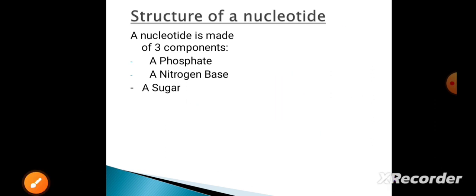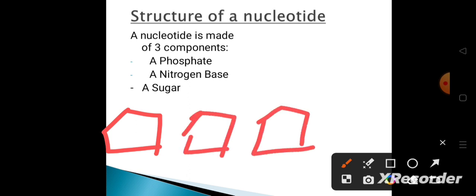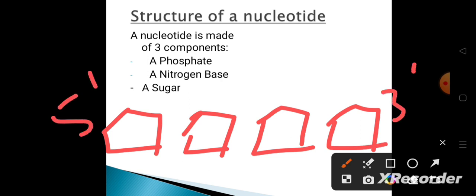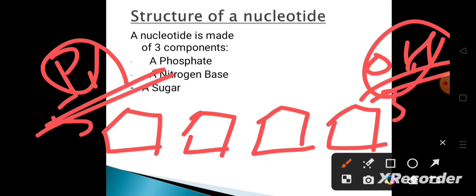Now, a polynucleotide chain has two ends. Let's suppose this is a polynucleotide chain, a series of nucleotides forming a chain. It always contains a 5' and 3' end. At the 5' end, a free phosphate will be there, and at the 3' end a free OH of a sugar will be there.